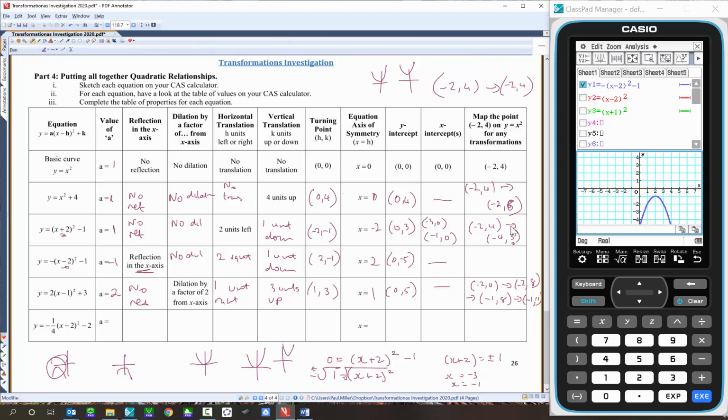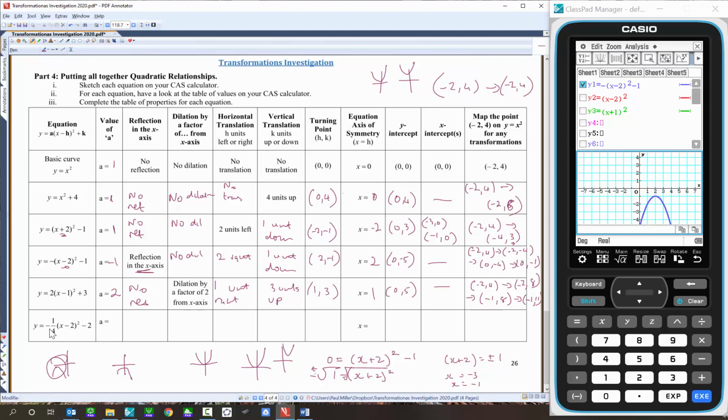All right, let's try the previous one. So we started with -2, 4, which ends up being after the reflection. So reflections in the x-axis change the y value, so it's -2, -4. Then we're going to move it 2 units to the right, 0, -4, and then up 3, 0, -1. Again, you can try that out. That's actually the y-intercept, I think. When x is 0, y is -1.